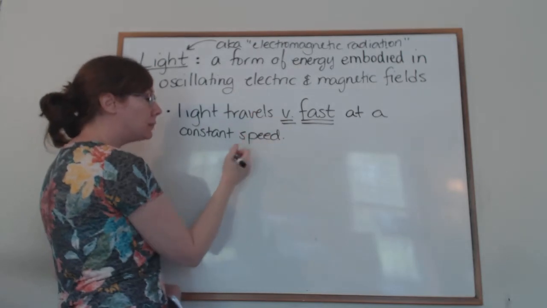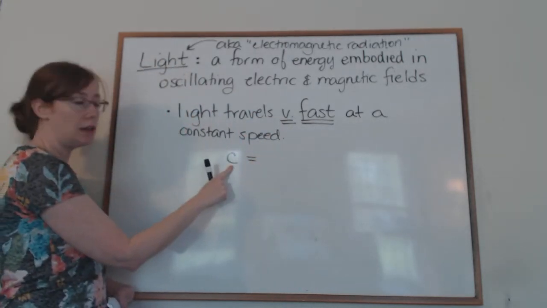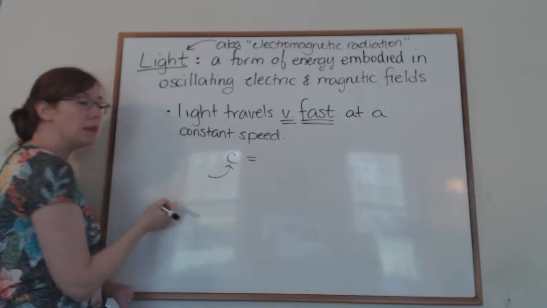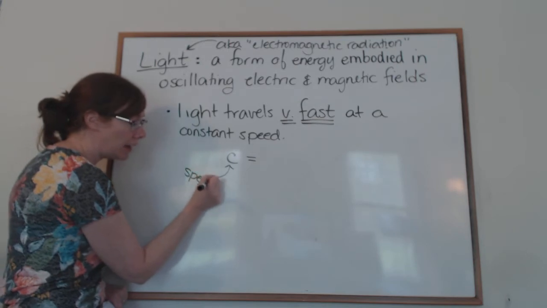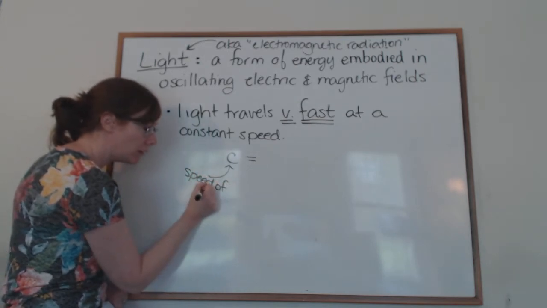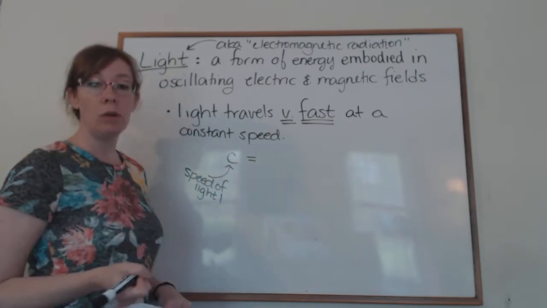And the speed of light is something that we abbreviate, and you're going to use this in equations in just a little bit, with a lowercase letter c. So lowercase c stands for the speed of light. It's a constant in the universe. And I want you to know its value.